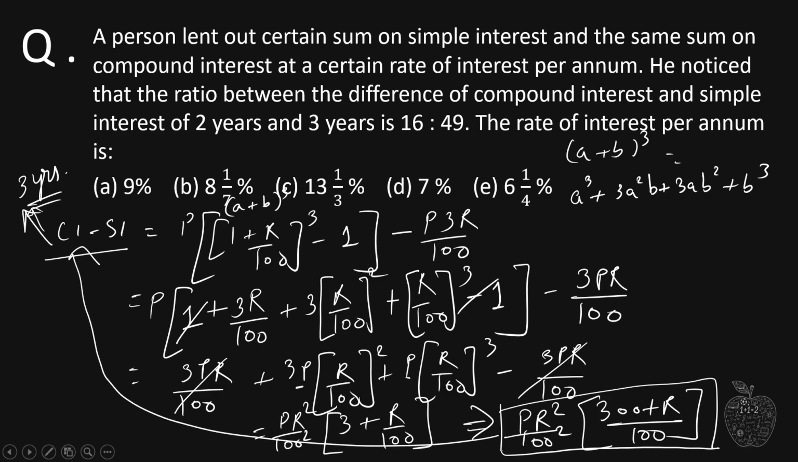Now what you do further is take the formula for 2 years and the formula for 3 years, divide both of them and equate it with 16 over 49, calculate the value, and you will get the answer as E, which is 6 1/4%. So that's how you solve it.